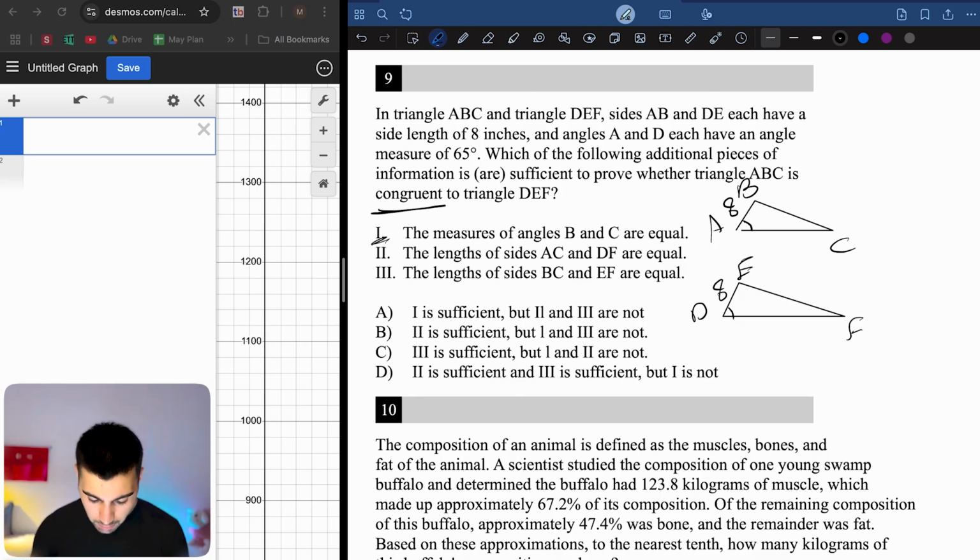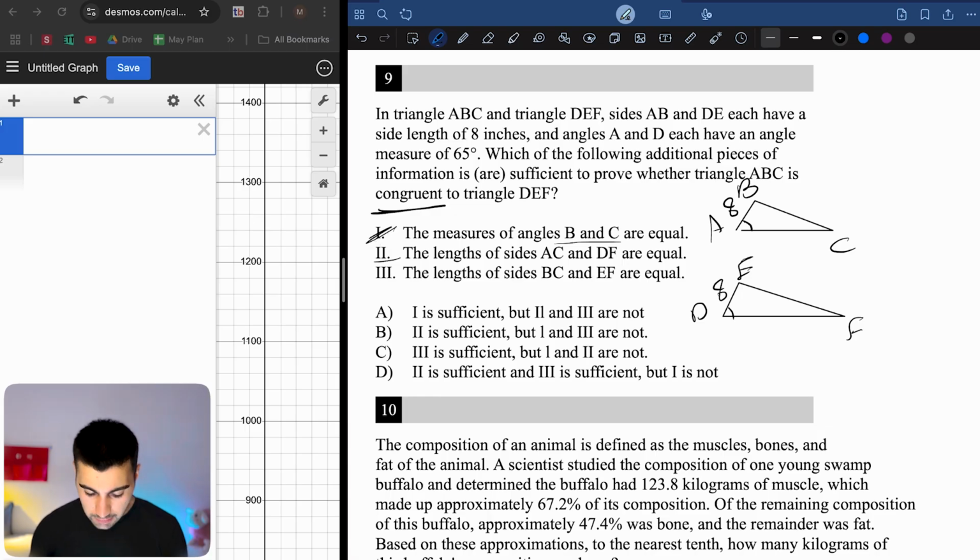Let's check this. The measure of angle B and C are equal. Well, if these are equal, we don't know anything about this. If it was like B and E are equal, then yeah, this and this would be equal, but B and C both are in the same triangle, so this doesn't give us anything, so this is out.